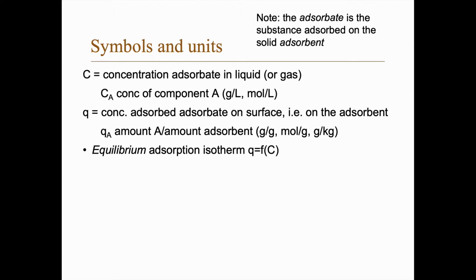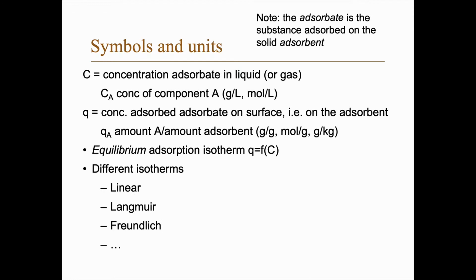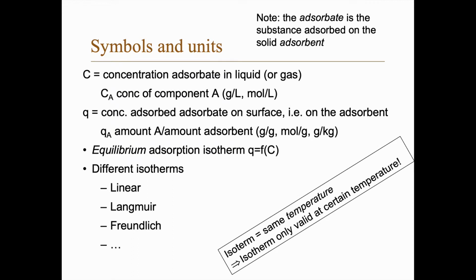We will always use equilibrium adsorption isotherms in this course. We will not deal with the kinetic stuff that you can do in advanced courses. So we will say that Q at equilibrium is a function of C somehow. And there are different isotherms: linear, Langmuir, Freundlich, and many, many others. Now, how can an isotherm look like? And I should say, isotherm, that means the same temperature. So isotherm is only valid at a certain temperature. And that you can actually use to change things.